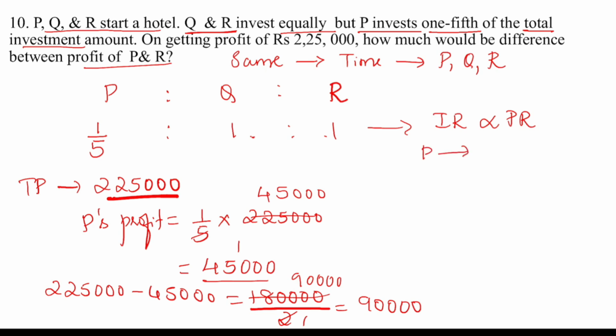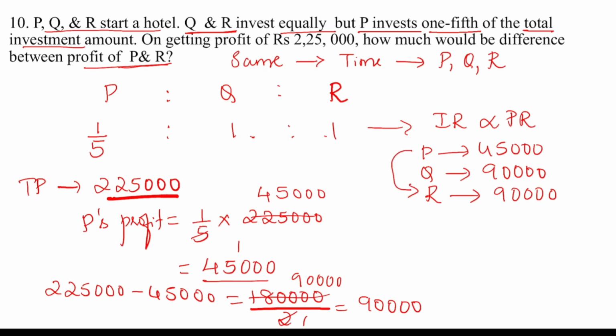Therefore, P got how much? 45,000 and Q got 90,000. I am just writing it for your information, okay, and R got 90,000 because they invested equally, so their profit also will be equal. Now we want the difference between the profit of P and R. Okay, so P and R difference in the profit they are asking. So the difference between P and R's profit is how much? 90,000 minus 45,000, which is equal to 45,000.